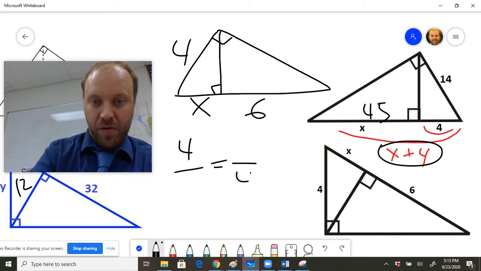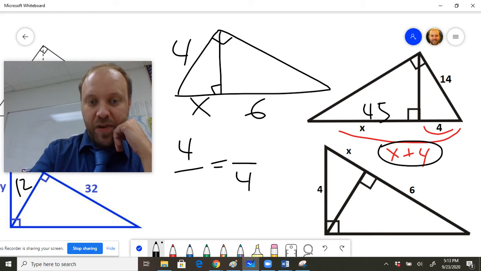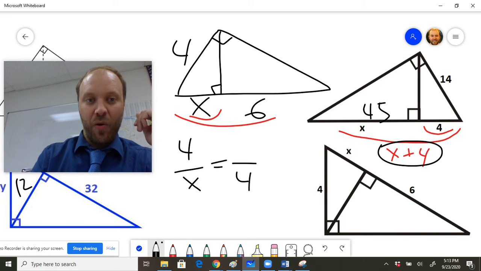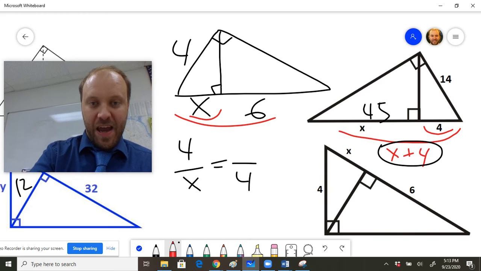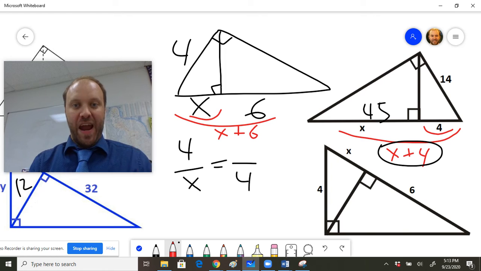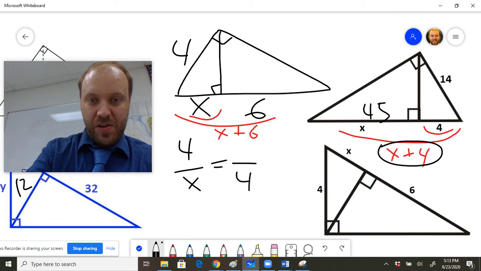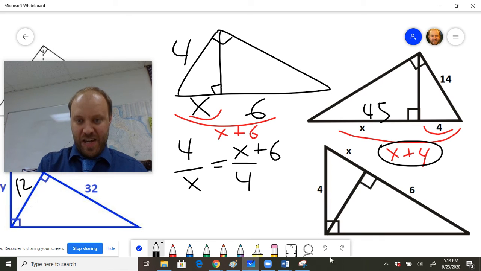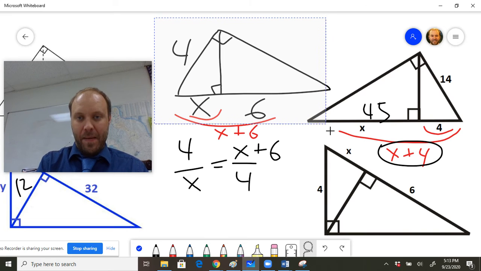4 is going to go on one diagonal between the adjacent part of the hypotenuse and the whole. That's going to be an x, and that whole hypotenuse is going to be x plus 6. Make sure you're adding those two things together. So that's what we're going to have. And if you cross multiply here, things get a little bit interesting from an algebra standpoint. So let's look at what's going on there.